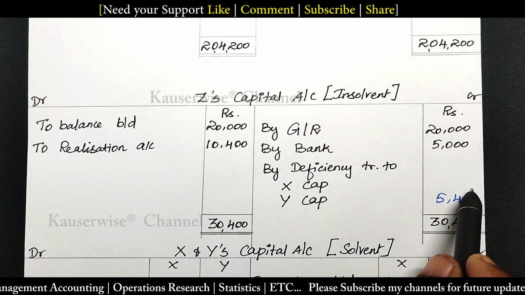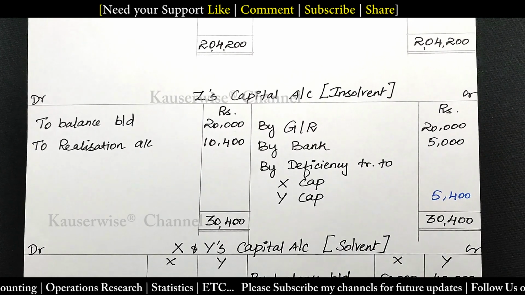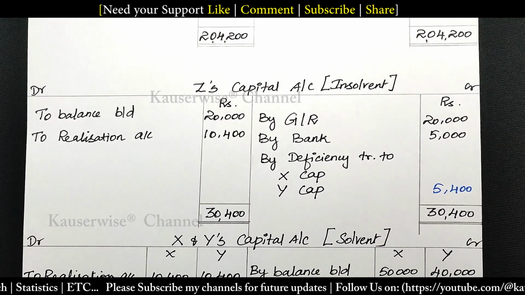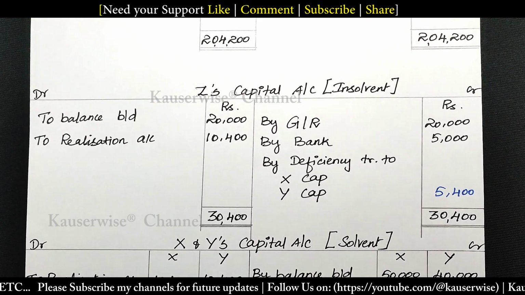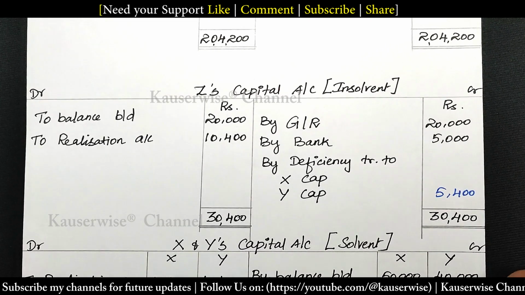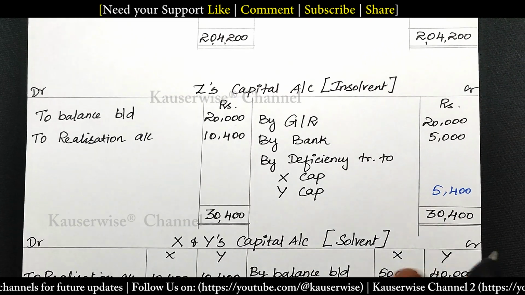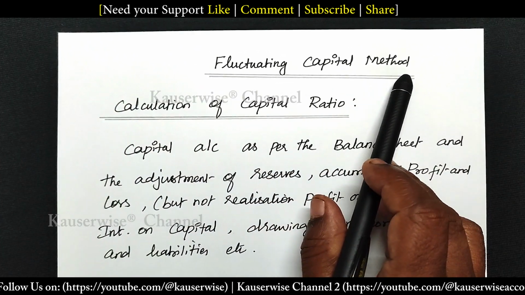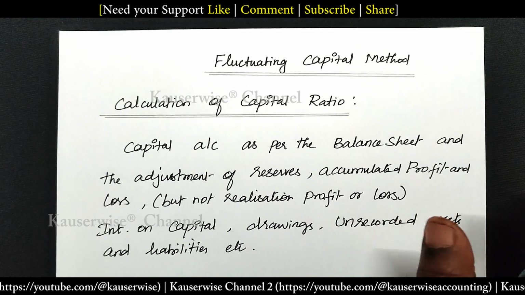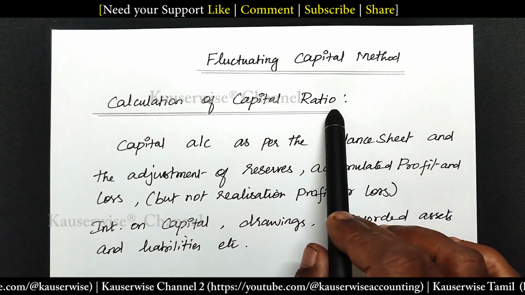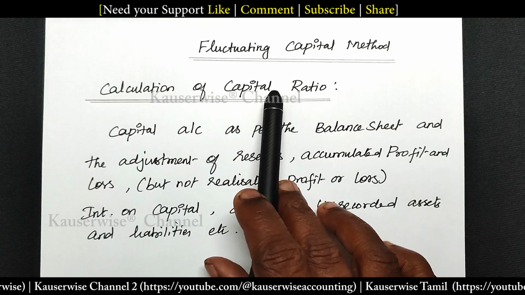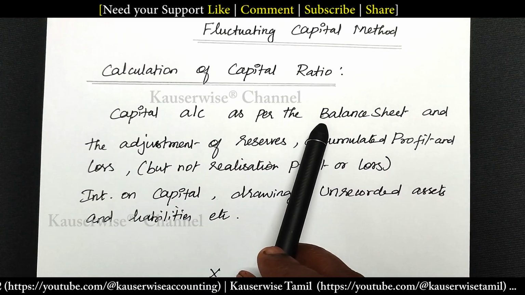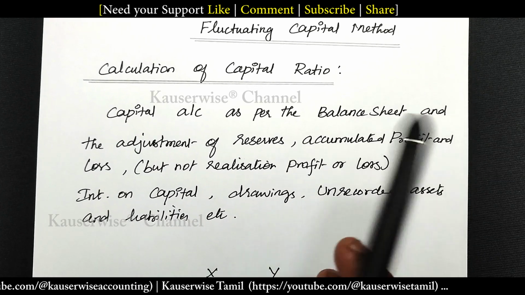We need to divide this amount among X and Y according to the adjusted capital ratio. Now I am going to show you how to calculate the adjusted capital ratio. After finding that, we can divide among X and Y. Let's see the calculation. According to the fluctuating capital method, we need to do a separate calculation for the capital ratio. In order to find the capital ratio, we need to start with their opening capital balance, which is given in the balance sheet, that is in the problem.